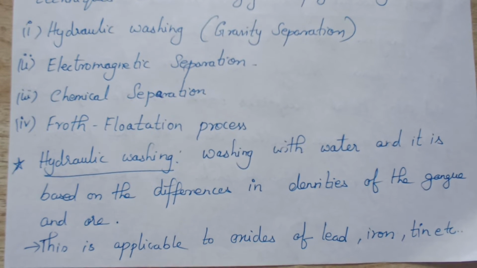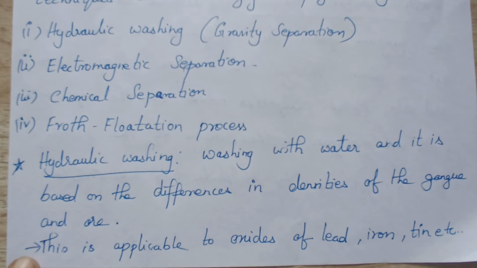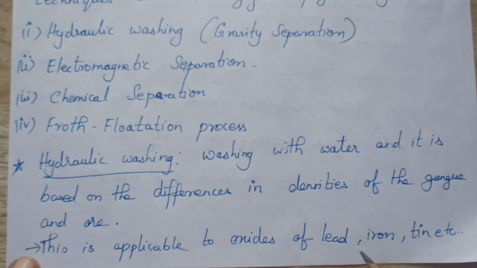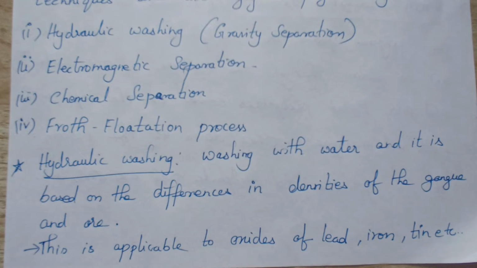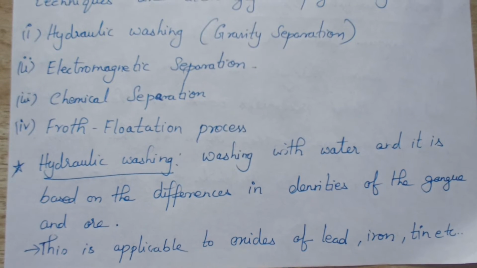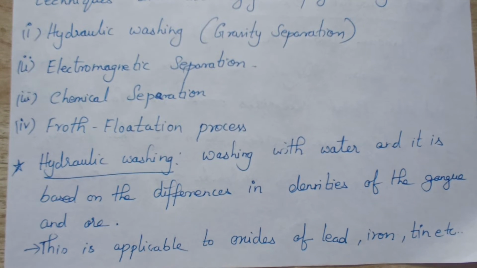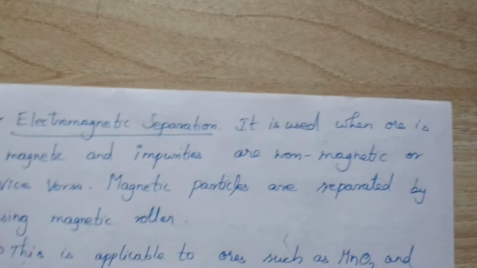Okay, for which type of ore can you use this method? This is applicable to the oxides of lead, iron, and tin. If the ore is present in the form of oxides of the metals, then we can go for this hydraulic washing. Okay, then what is the next method?